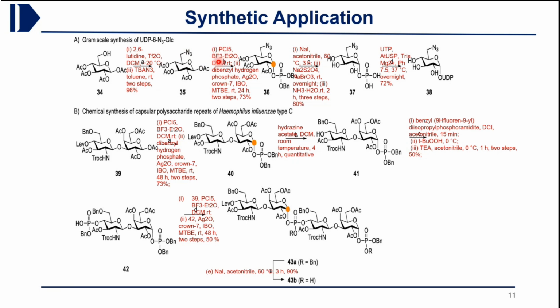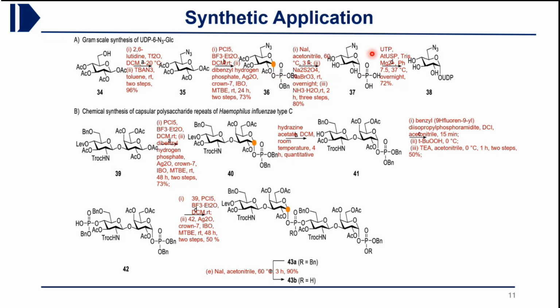Then in the presence of PCl5 and BF3 etherate, they are getting the glycosyl chloride, and again a glycosylation reaction, which they have mentioned in this paper: dibenzyl hydrogen phosphate as acceptor, silver oxide, crown 7, IBO they have used, and they are getting this alpha compound, alpha glycoside. Then sodium iodide, acetonitrile, sodium thiosulfate, sodium bromate overnight. So this condition they have used for the debenzylation. In another case, ammonia in H2O, this condition they have used for the deacetylation.